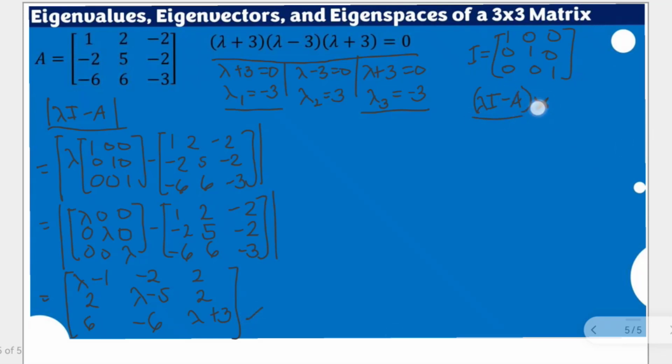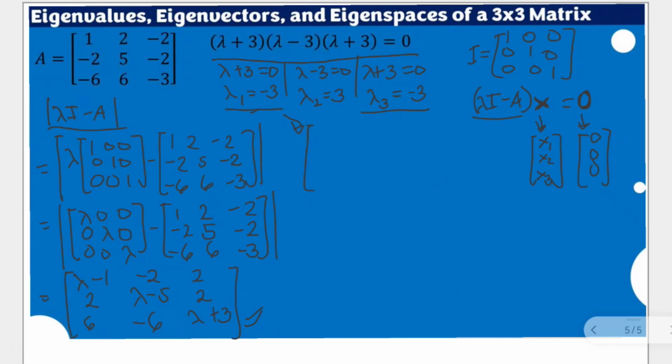This is the expression here, times a certain vector in R3, which comprises x sub 1, x sub 2, and x sub 3 entries, equated to the 0 vector of R3: 0, 0, 0. Then we are going to solve for the correct values of x sub 1, x sub 2, and x sub 3, depending on the result of this expression when we substitute lambda as this first eigenvalue. So let's do that. Our first eigenvalue is negative 3.